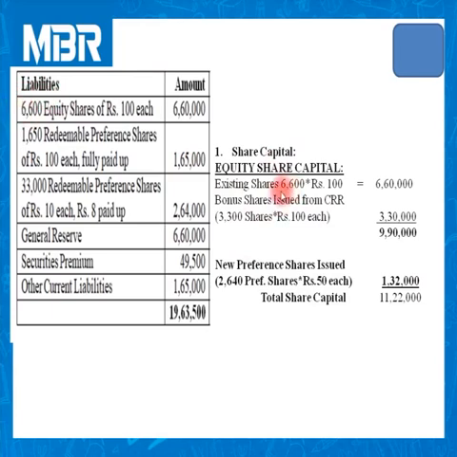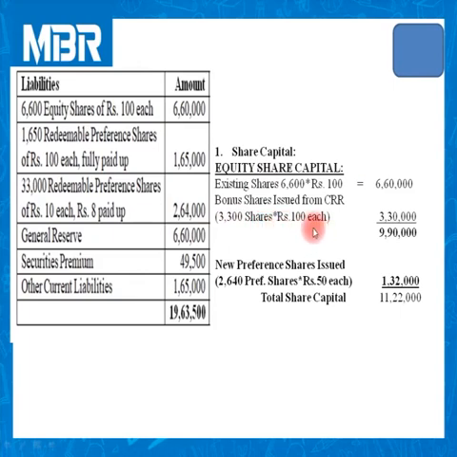Existing shares, 6,600 shares multiplied by 100 rupees equals 6,60,000. This figure is directly picked up from the existing balance sheet. During the course of the redemption process, we have issued bonus shares from the capital redemption reserve account. For your reference, you can check step number 6, issue of bonus shares in the proportion of 2:1. So 3,300 bonus shares were issued.